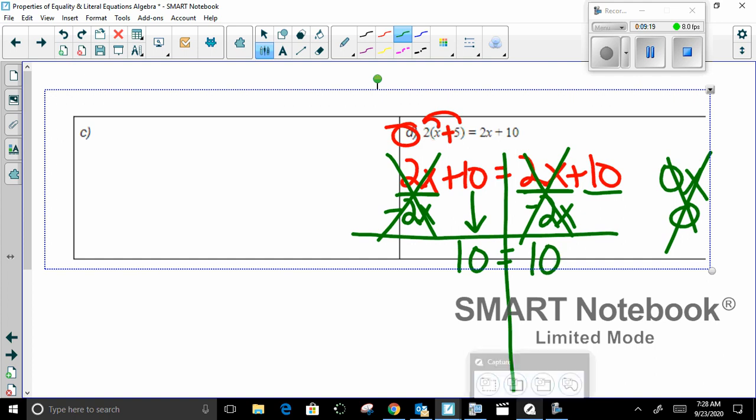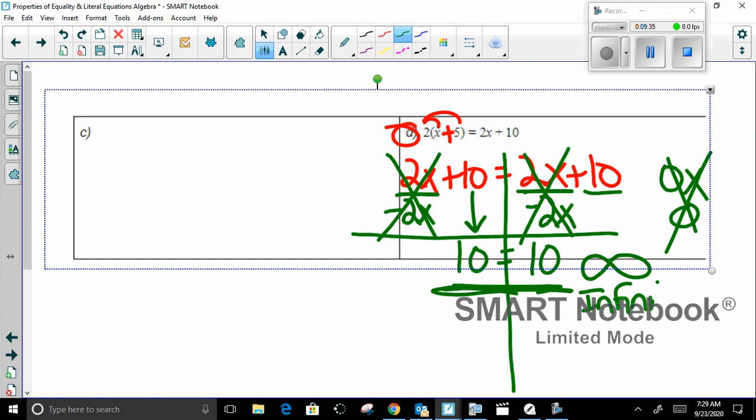Remember, when your variables disappear, it's either going to be no solution or infinitely many, based on what you see at the end. So at the end, look at this. Is this a true statement or a false? It is true, and when it's true, it's infinitely many. You can either write it or put the symbol. Infinitely many solutions, which is also called all real numbers. That means every single number I would plug in for x would work, would satisfy this equation.